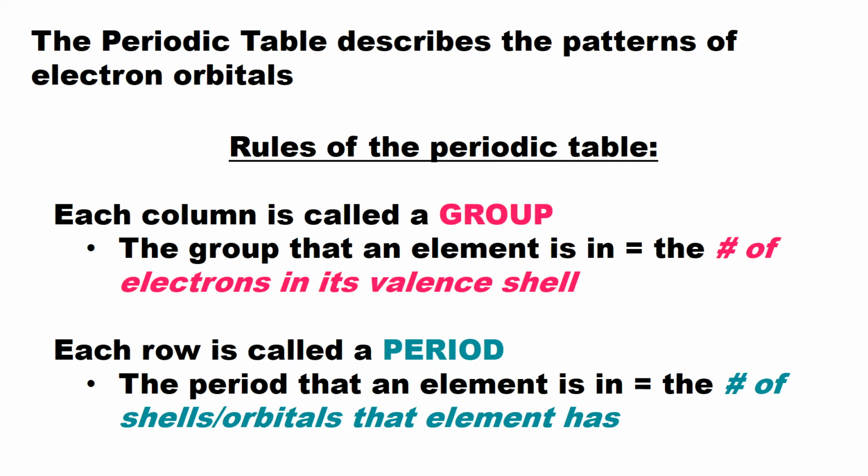On the first shell, just like the front of a car, you can have a maximum of 2 persons. In the case of the element, you can have a maximum of 2 electrons in the first shell. And in the second shell, it's kind of like the back of the car, you can have a maximum of 8 electrons. Each row is called a period. The period is the number of shells or orbitals that that element has.